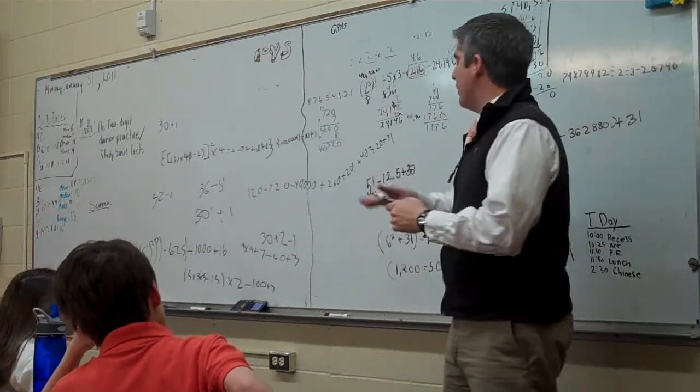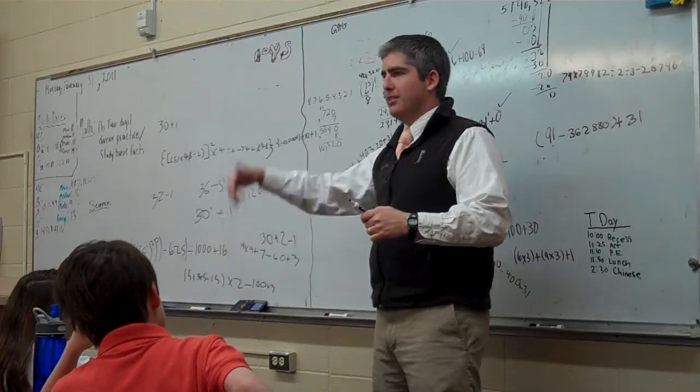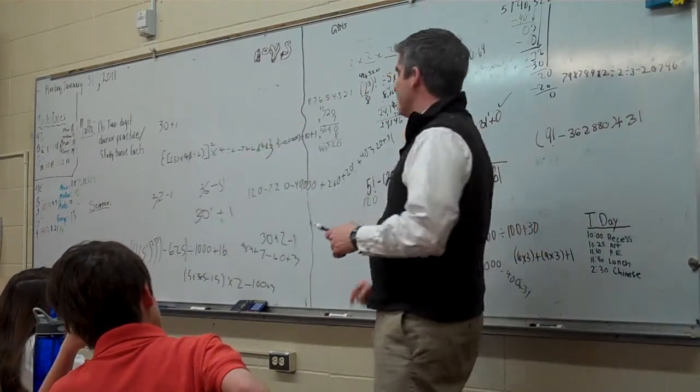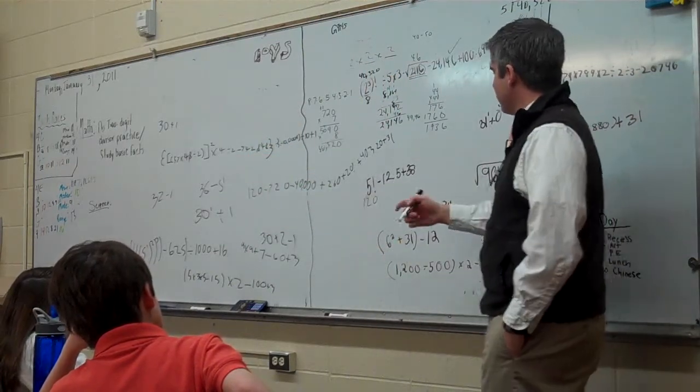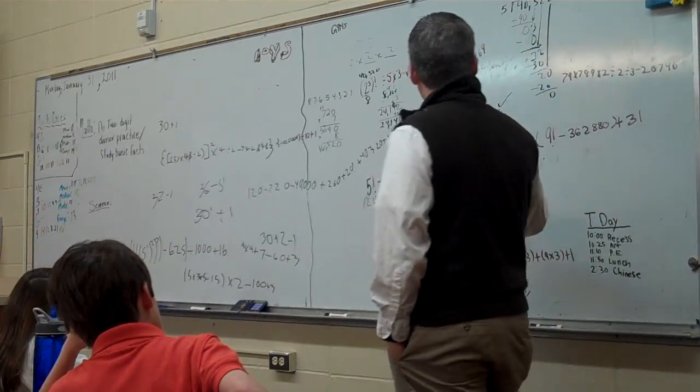Negatives, because we take 120 steps back to 0, then we have to take 5 more steps, so it's going to take us to negative 5. Plus 36 equals 31. Square root of 961.